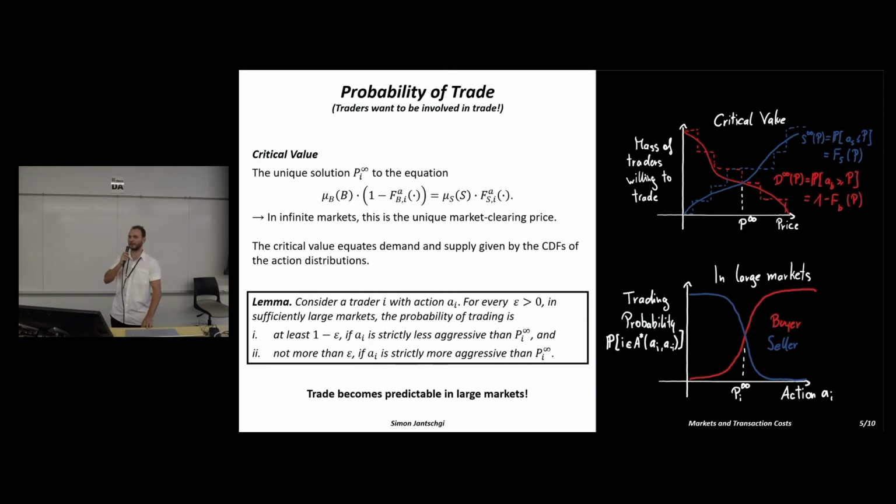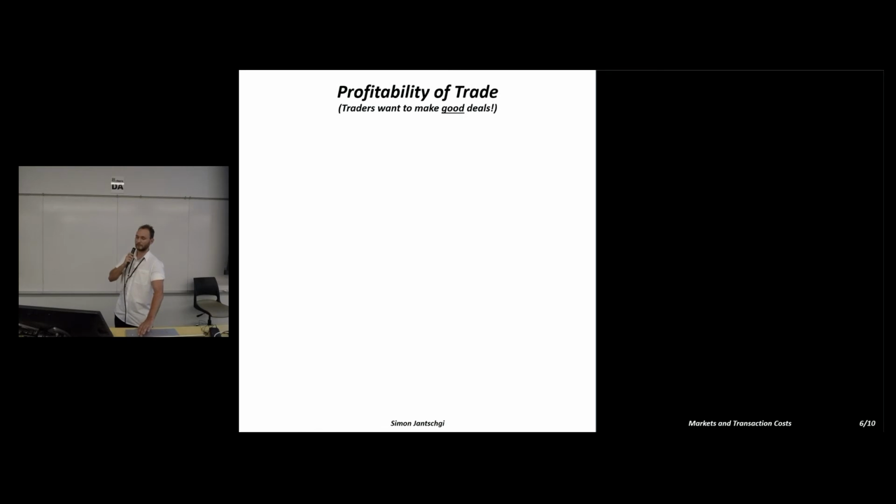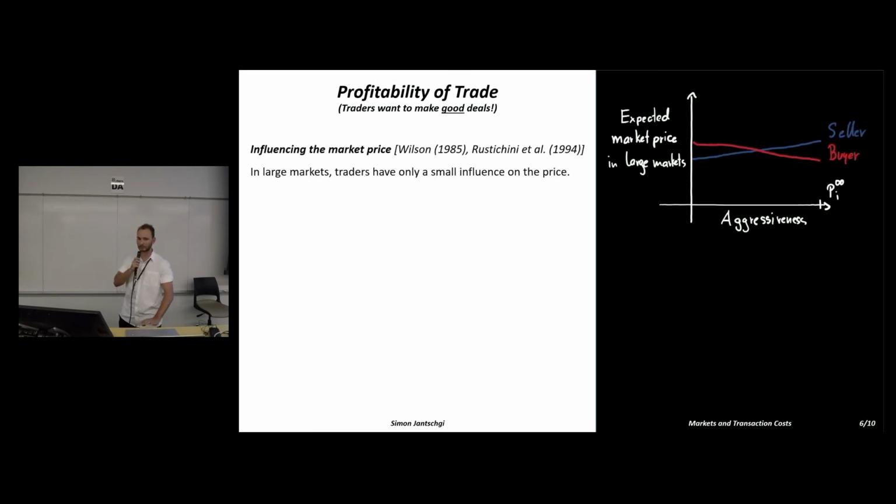That is because in large markets, the probability goes away and a trader will be involved in trade as long as they submit something that is above the critical value. So now, coming to the last incentive, traders actually want to be involved in good trades. So what does that mean?